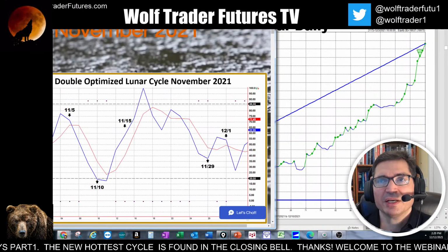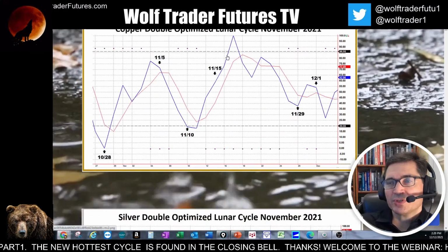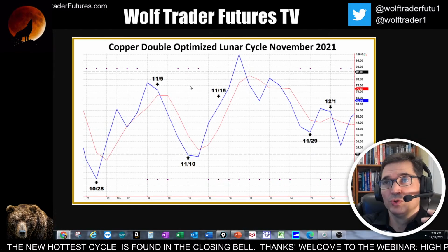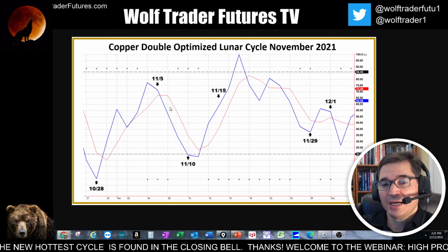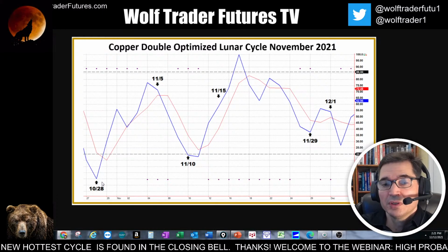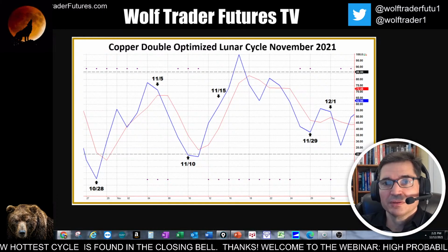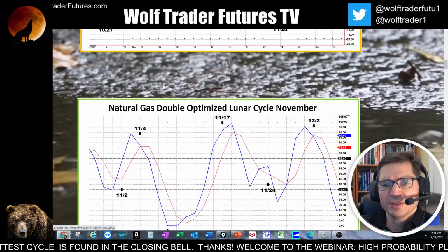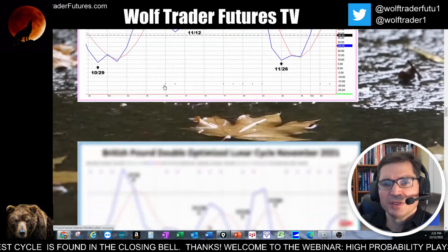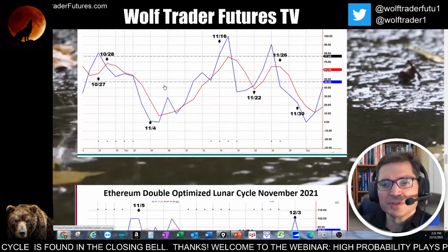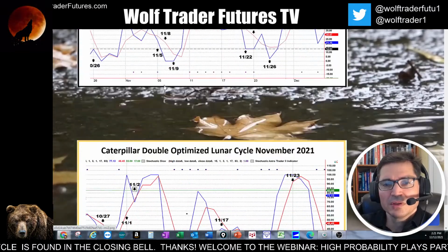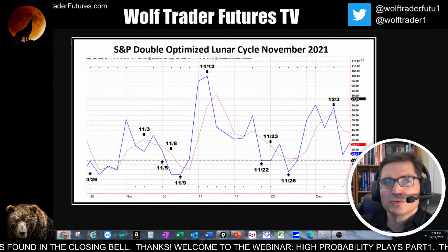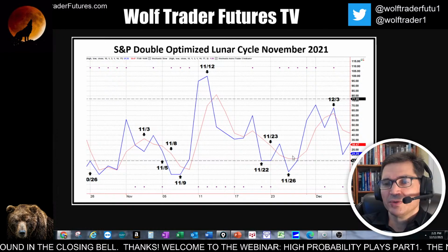Very specifically, guys, when you go into these double lunar cycles, these are also listed in the actual newsletters. So you want a specific trade at a specific time. This is at the close. This was copper, dealing with November of copper. But if we go to gold, or any of these other ones, let's go to the S&P here. S&P has been really successful. So this is the S&P, this was a November, and so you can see here.